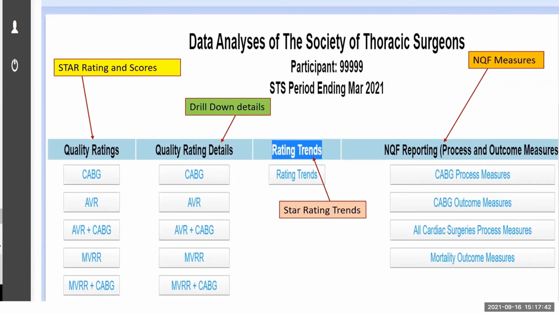And then you have your rating trends. That's kind of trends over time. I'll show you. And then we're going to get into this a little bit more. And then NQF measures. So your NQF reporting is your NQF measures. Okay. So in my mind, this just helps me organize my thoughts better if I know what's in each one of these sections.